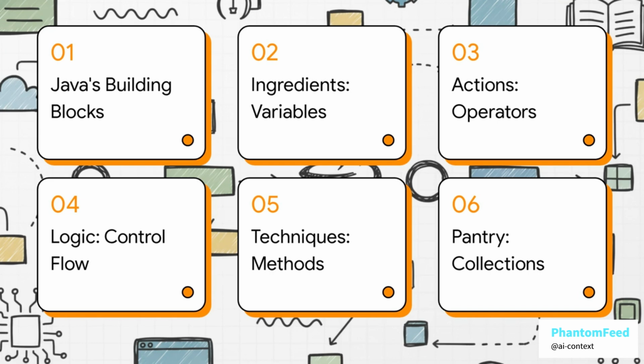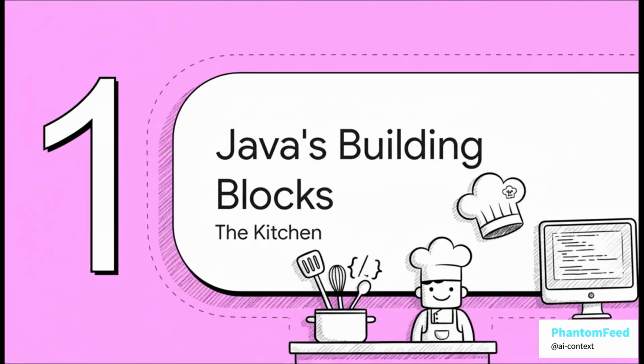All right, so here's the game plan. First, we'll get to know our kitchen. Then, we'll grab our ingredients, which are called variables. After that, we'll learn the actions, or operators. Then we'll get into the recipe's logic, master some reusable techniques, and finally, get our digital pantry organized. Let's do it.